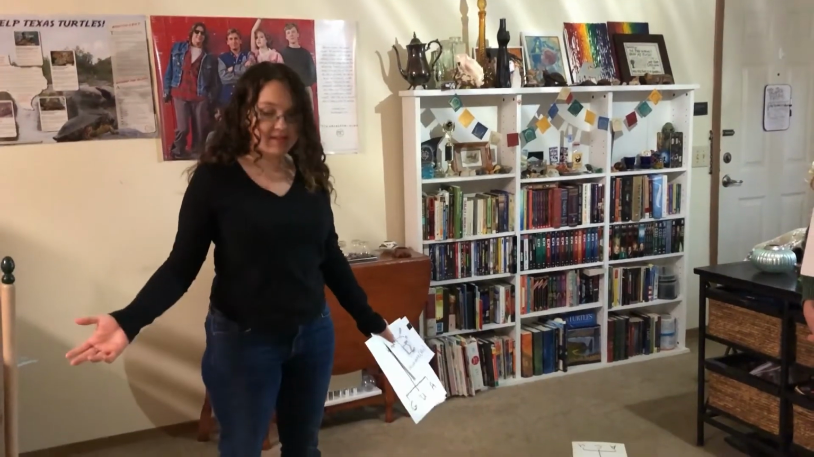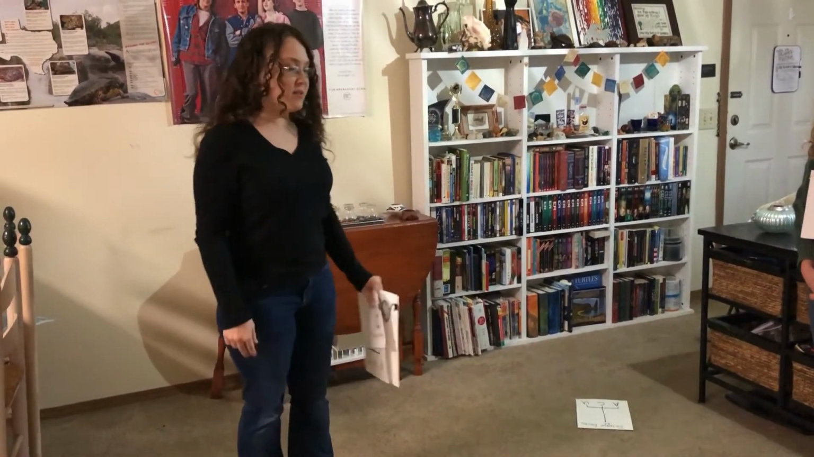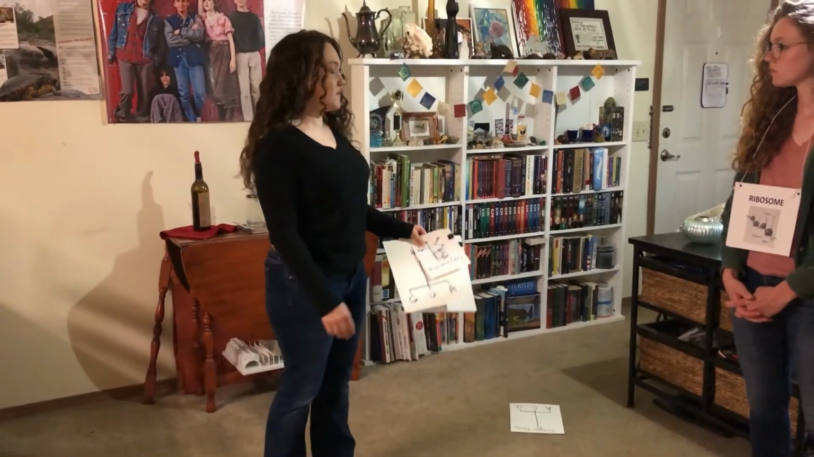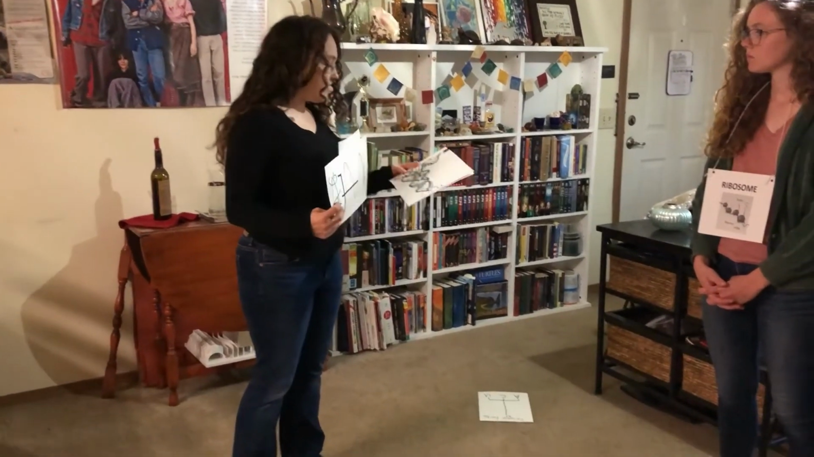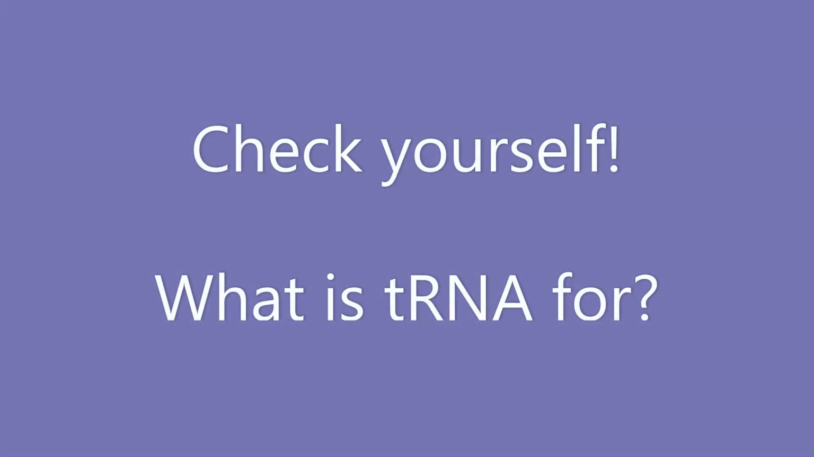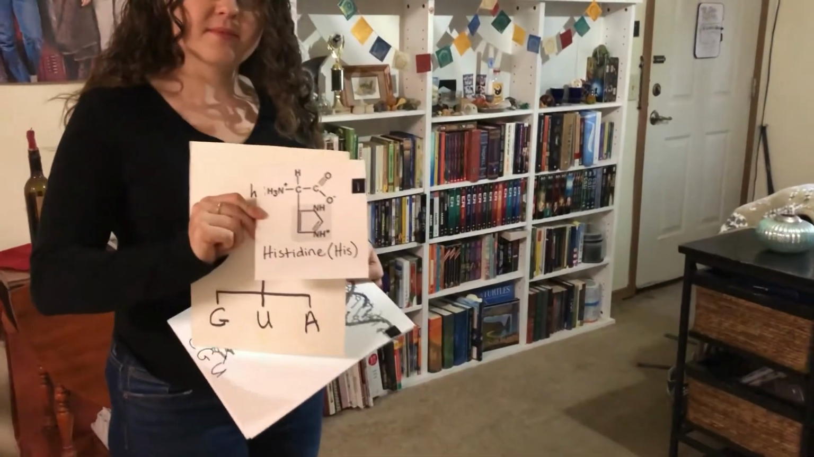So now we're in the cytoplasm, and I'm going to introduce you to the second kind of RNA that is involved in protein synthesis. Remember, the first kind is the mRNA, the messenger RNA. The second is the tRNA. The T stands for transfer. And what the tRNA does is it holds the amino acids and brings them to the mRNA.